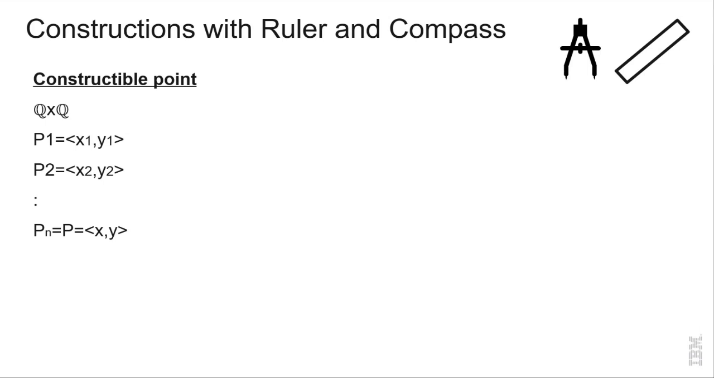Okay, and I think we saw this also. We start from the plane of rational coefficients. We start with the point P1 with coordinates x1 and y1. And then we construct in one step the point P2, and so on and so forth, until we get to the final point that we want to get to, which is P, which happens to have coordinates x and y. So we have a sequence of points. Each is constructible in one step from the previous points, and each has two coordinates.